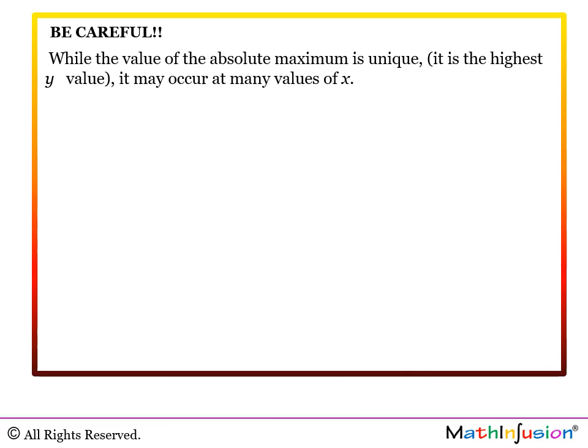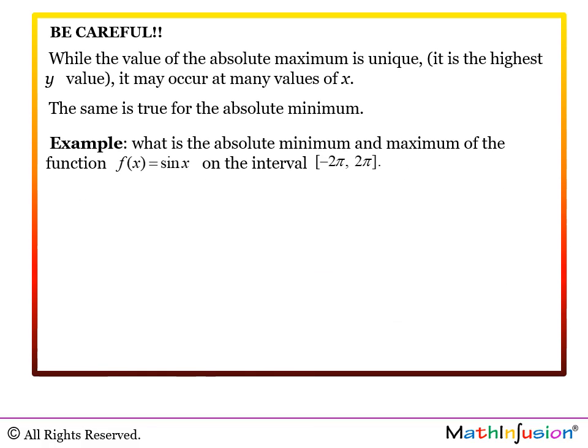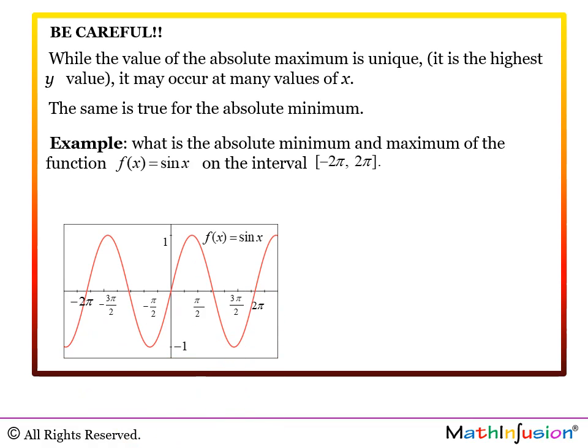Be careful. While the value of the absolute maximum is unique, it is the highest y value, it may occur at many values of x. The same is true for the absolute minimum. I can give you an example. What is the absolute minimum and maximum of the function f(x) equals sin x on the interval negative 2 pi to 2 pi? Let's observe the graph.